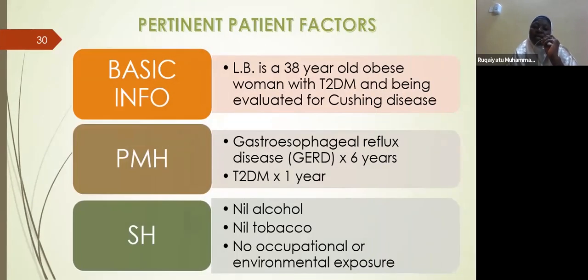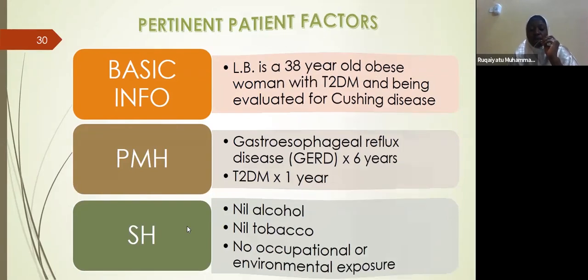So now, going through our patient's case file, we realize that LB, that's our patient, is a 38-year-old obese woman with type 2 diabetes and is being evaluated for Cushing's disease. From her past medical history, she has gastroesophageal reflux disease for the past 6 years, and type 2 diabetes mellitus for just the past 1 year. For the social history, there is no alcohol, no tobacco, and no occupational or environmental exposure. This is very important to know because sometimes it might be from exposure, not really from the medication. But in this particular patient, there is no environmental exposure that we could link to the cause of the thrombocytopenia.